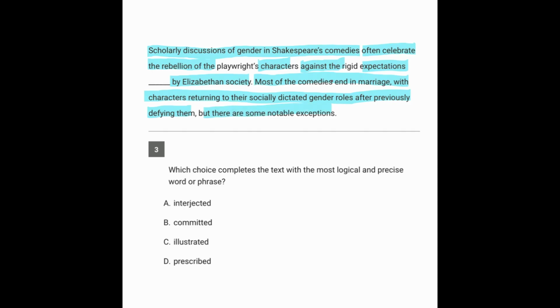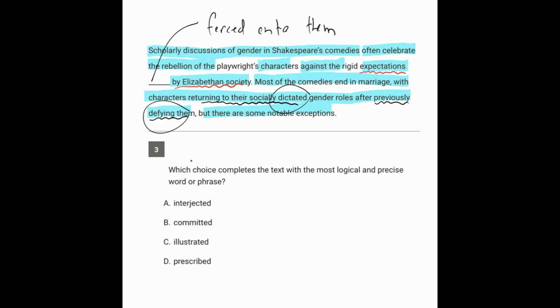So here we're looking for a word that says what was done with the expectations from Elizabethan society. Those expectations are probably being forced on the people, but here's some confirmation. We hear that the characters end up returning to their socially dictated gender roles. So dictating is a really serious word. It really means they're being forced upon them, and they previously defied them, which also implies some emotion and some anger about how people feel about those rules being forced on them. So in my own words, I'll say forced onto them.